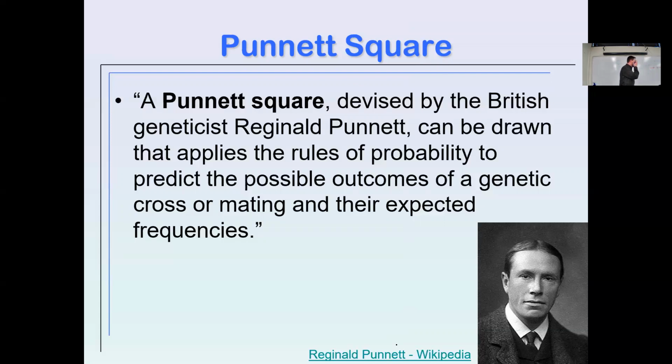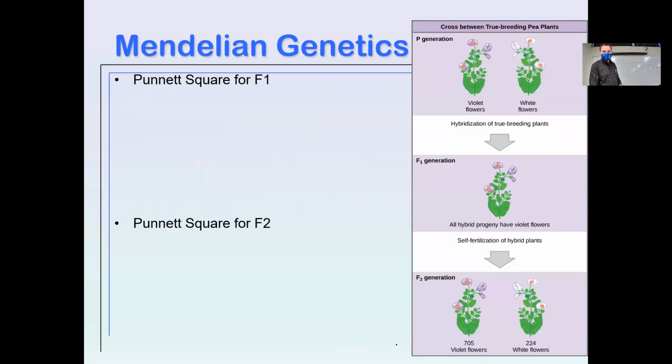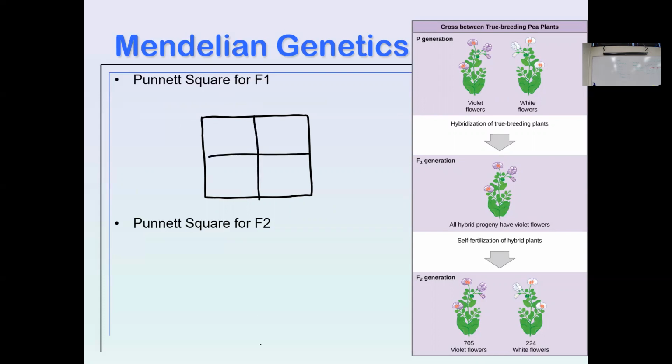Punnett squares are pretty easy to draw. We do need to understand the basic rules. So let's draw a couple of Punnett squares for what Mendel was observing. The way you draw a Punnett square, if it's just a simple one-trait Punnett square, I'm going to leave room above and to the side here to be able to add information. But you just draw a simple 2 by 2 square.